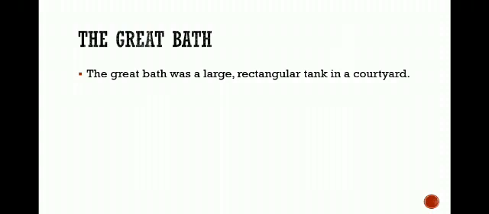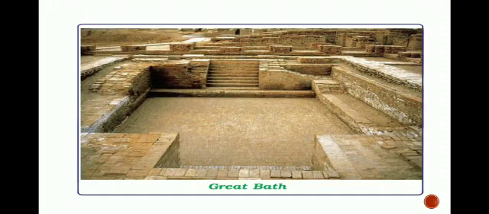Next one, the great bath. The great bath was a large rectangular tank in the courtyard. It is the earliest example of a waterproof structure. See here, this is the great bath which was used in the Indus civilization.